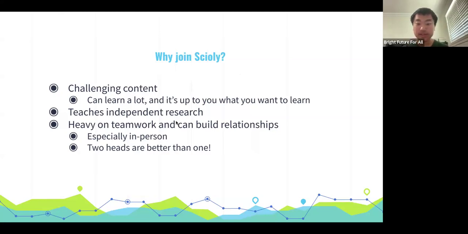Science Olympiad also teaches independence, your ability to independently research and find information online. You have to coordinate with your teammates, but eventually part of the burden also falls on yourself. So you need to be able to search a lot for information and learn a lot by yourself.